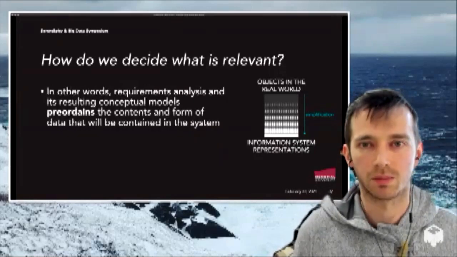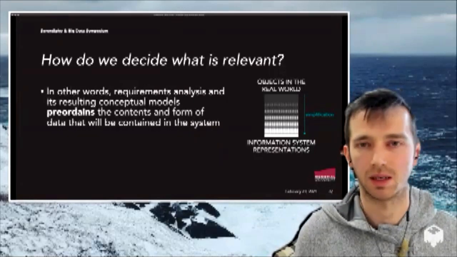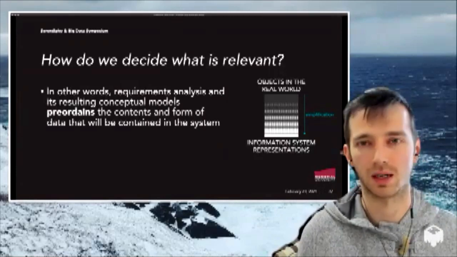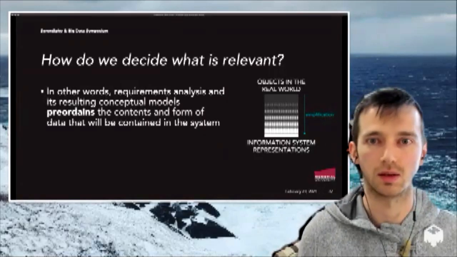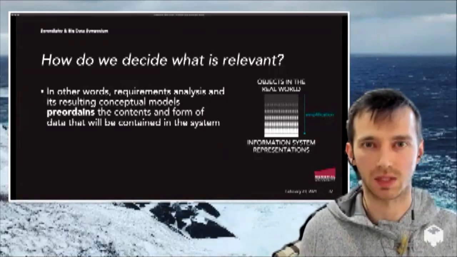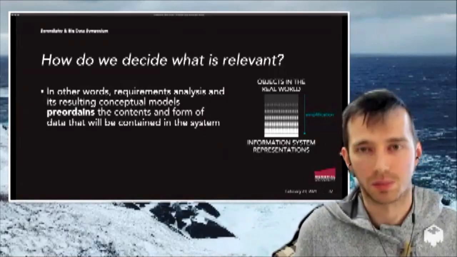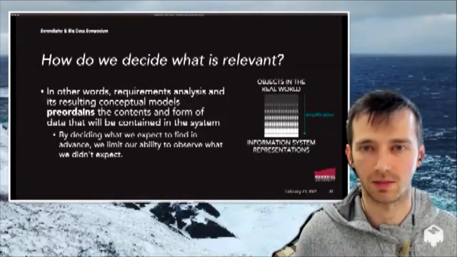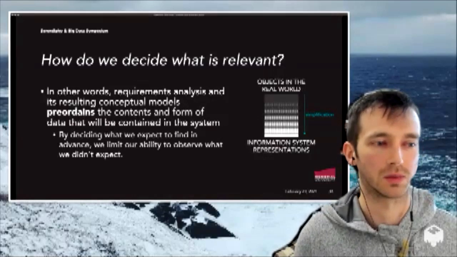But obviously, this preordains what can happen in the system, right? If you don't have a slot for mosquito, then somebody takes a photo of the mosquito, it becomes more ambiguous kinds of data in the system. And this presents an immediate constraint. By deciding what we expect to find in advance, we limit our ability to observe what we didn't expect.